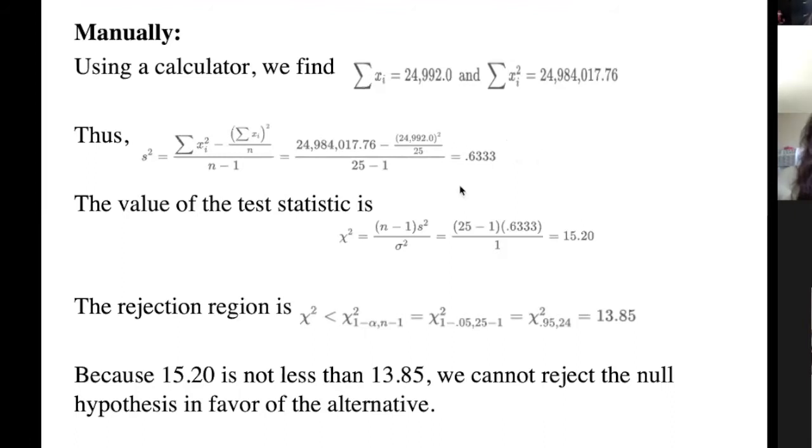But is it so far less than 1 cubic centimeter that it gives us enough evidence to reject the null hypothesis with a 95% level of confidence, right? So that's the question here. We insert the values essentially here in the formula, okay? And what we have is 25 minus 1, so my sample size was 25. The calculated variance in my sample is 0.63333.